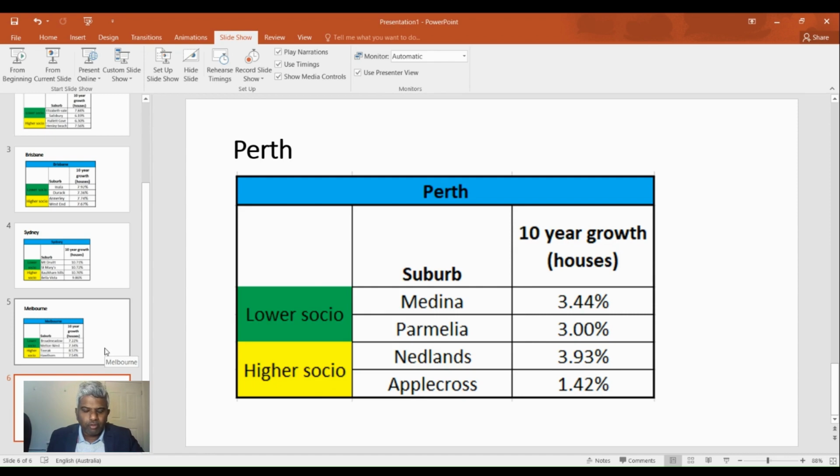So you can see from this data that the lower socioeconomic areas are performing similarly to the higher socioeconomic areas, in fact even better than the higher socioeconomic areas on some occasions. So investing in lower socioeconomic areas could be an opportunity for you. So look at the bigger picture and try to make use of this opportunity.